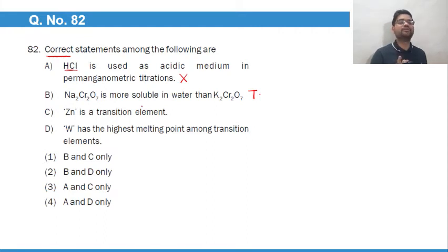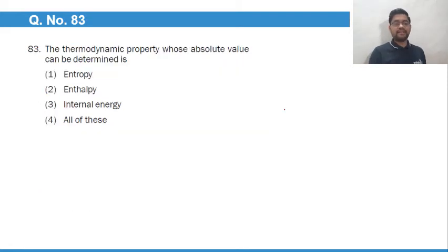Zinc is a transition element. No, zinc is a d-block element, not a transition element. So that is false. Tungsten has the highest melting point among the transition elements. That is true. Okay, so B and D will be the best answer. So for 82, I'll go with option number 2. Talking about 83, the thermodynamic property whose absolute value cannot be determined is entropy. So for 83, we'll go with option number 1.